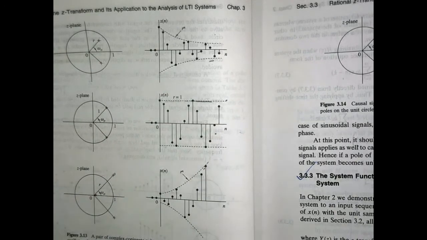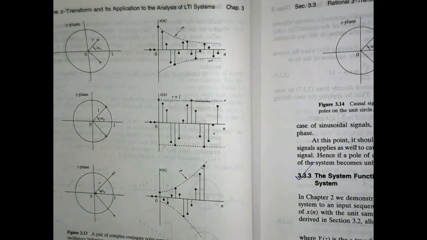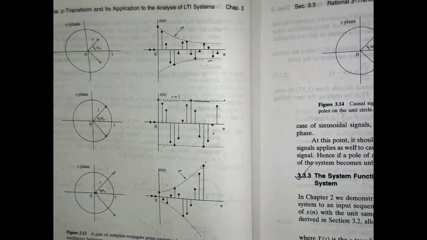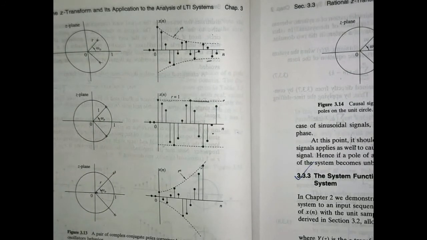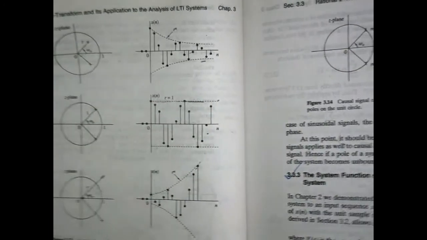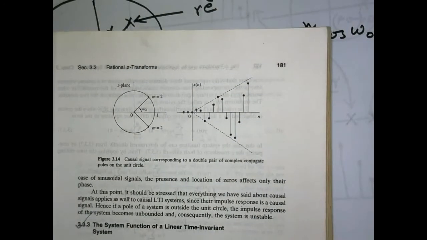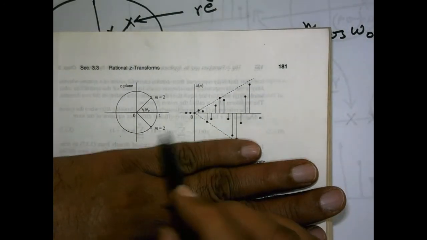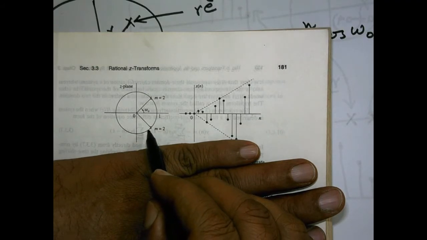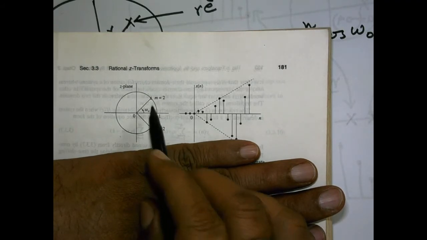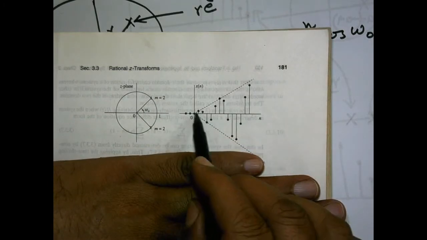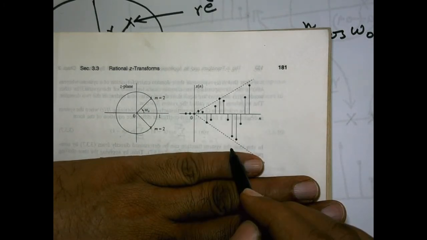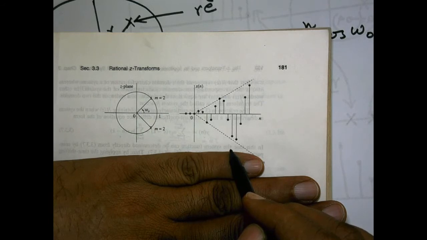So simply by looking at the location of the poles relative to the unit circle, we can estimate the shape of the signal. Now suppose we have multiple complex poles on the unit circle. Naturally it will rise like this. The signal will be of the form n r^n cos(omega 0 n).